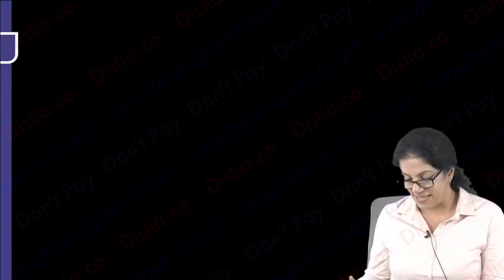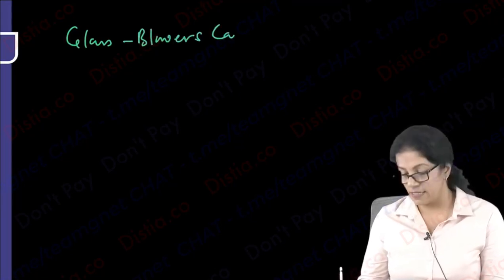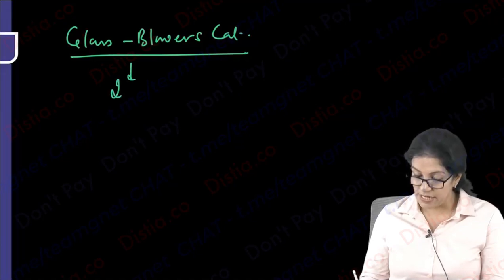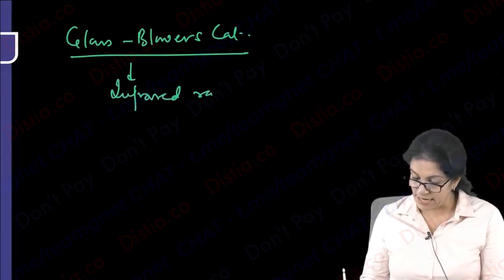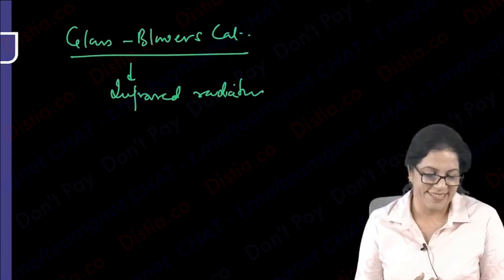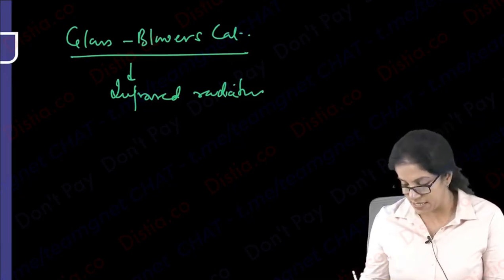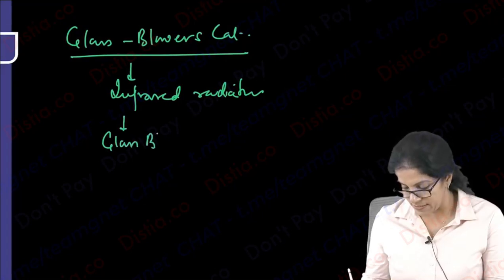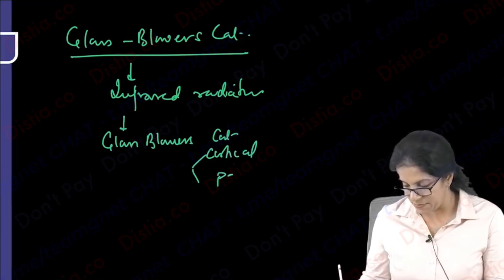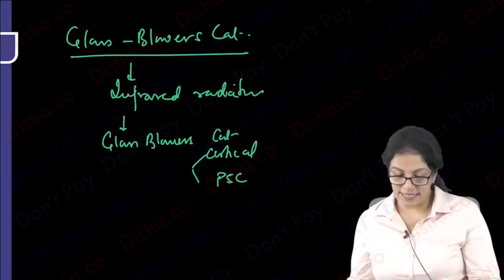Another thing that needs a mention here is what is glass blower's cataract. Now, glass blower's cataract is in a glass factory. People working in the glass factory are exposed to infrared radiations, and this can lead to cataract, which involves cortex as well as posterior subcapsular area. So there are cortical changes and there can be posterior subcapsular changes. This is what is called glass blower's cataract. Cortical and posterior subcapsule. Right? So this is what we have to know about radiational cataract.